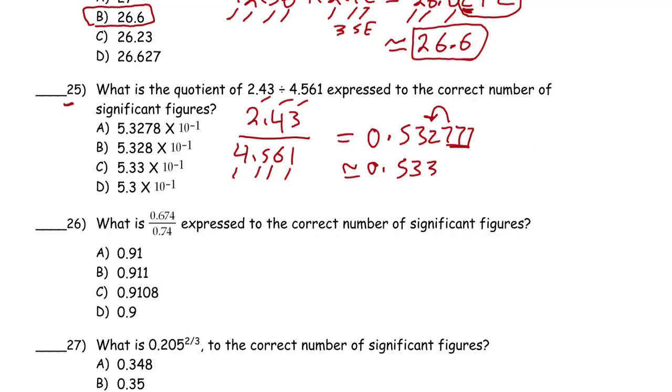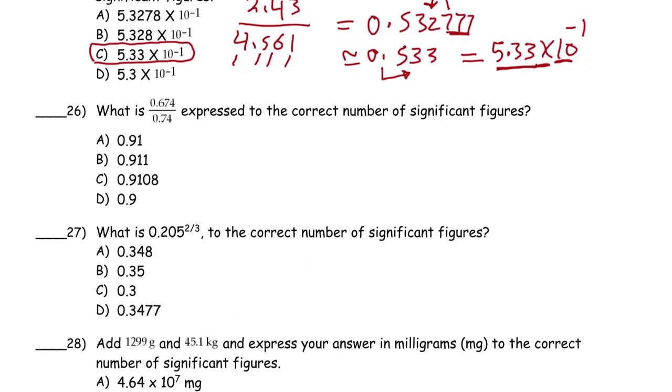But he wrote the answer as a scientific notation. So let's write it as scientific notation. We can move this decimal point toward the right. So 5.33 times 10 power -1, because we multiplied the number by 10. So we need to put 10 power -1. So we didn't make anything here, right? Same answer. So the answer will be letter C.